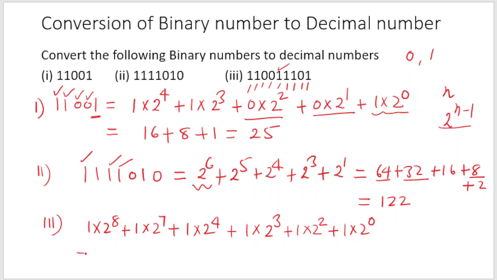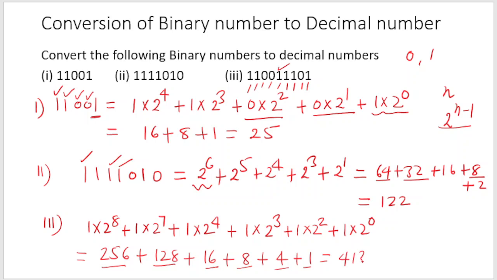So if I simplify it, I will get what? 2 to the power 8 will be 256, 2 to the power 7 is 128, 2 to the power 4 is 16, 2 to the power 3 is 8, 2 to the power 2 is 4, and 2 to the power 0 is 1. So if I add all of this, 256, 128, 16, 8, 4, 1, how much is that? You can add it, you will get 413. You can verify, this will be your answer.